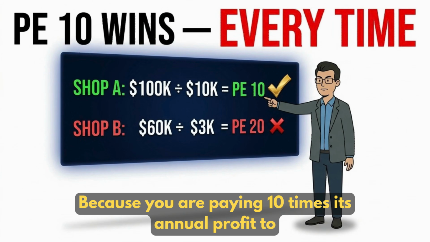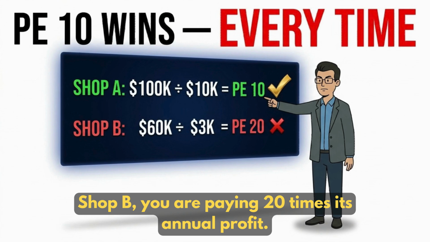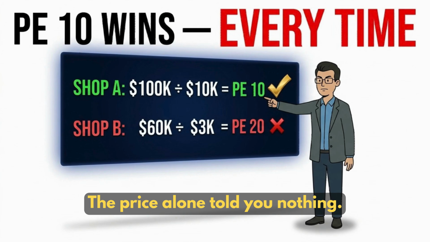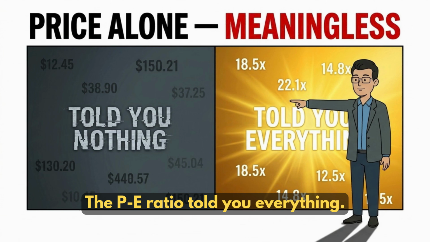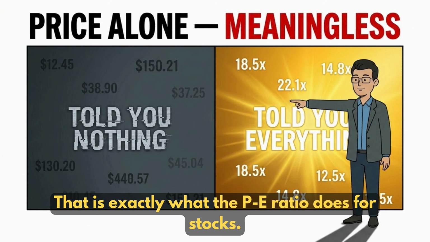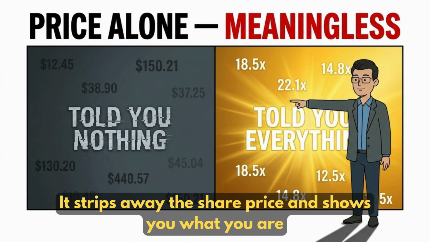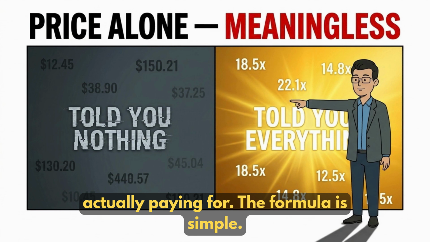Shop A. Because you are paying 10 times its annual profit to buy it. Shop B, you are paying 20 times its annual profit. The price alone told you nothing. The P/E ratio told you everything. That is exactly what the P/E ratio does for stocks. It strips away the share price and shows you what you are actually paying for.